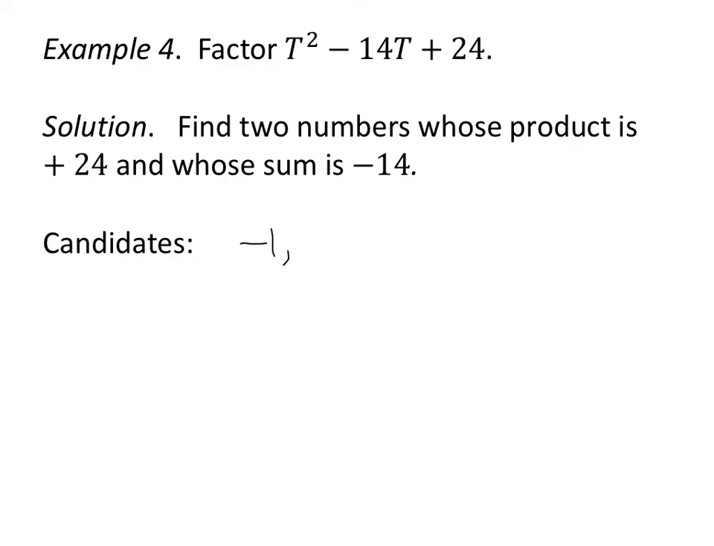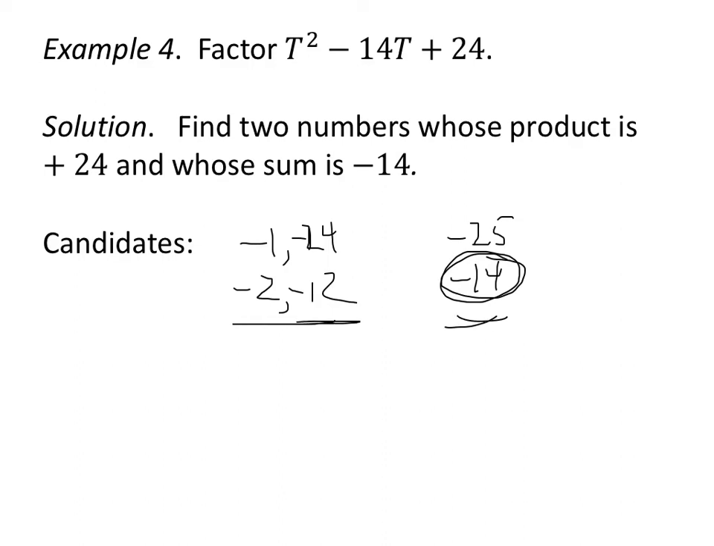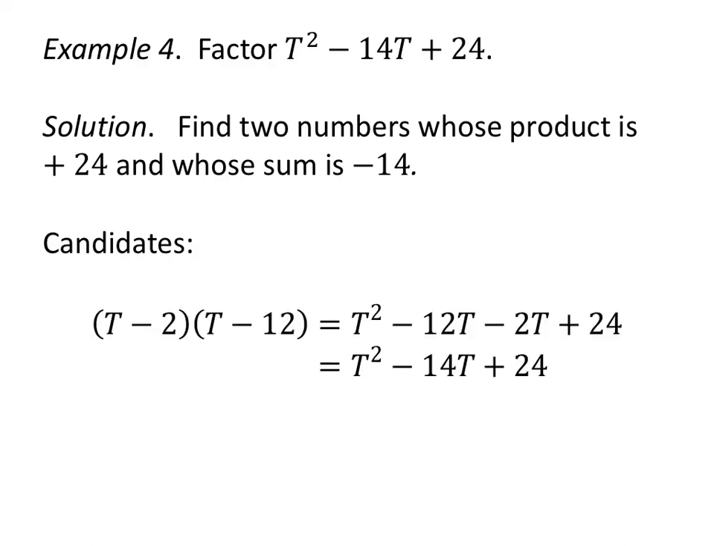Well, I could do -1, -24. Well, that sum would be -25. That's no good. -2 and -12. That sum will be -14. And there we have it. Okay, so -14 is exactly what we're looking for. So our two values we're looking for are -2 and -12. So we'll do t minus 2, t minus 12. Multiply the t's, we get t squared. -12t minus 2t becomes -14t. And then -2 times -12 gives us +24.